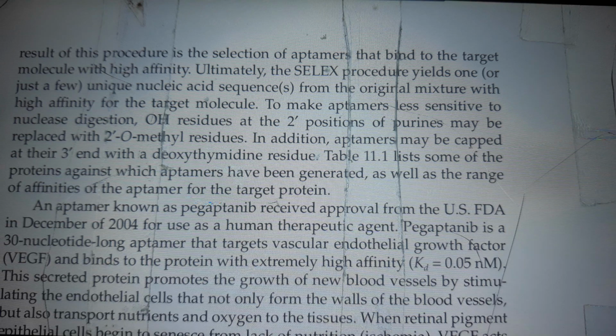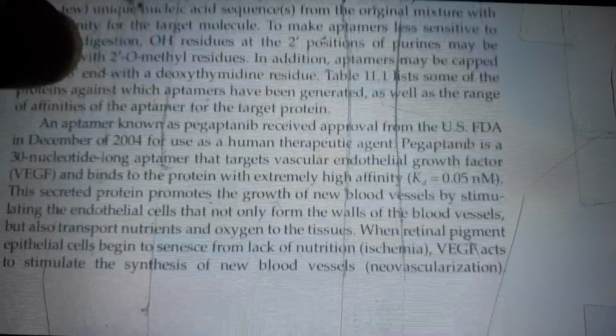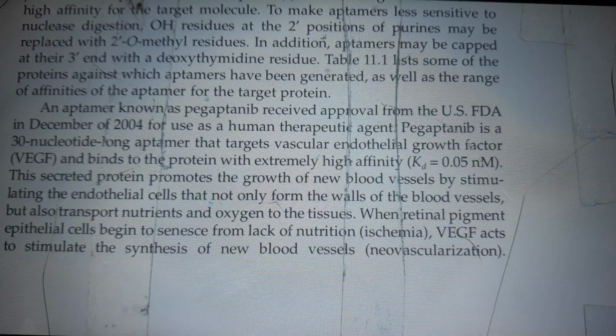To make aptamers less sensitive to nuclease digestion, OH residues at the 2' position of purines may be replaced with 2' O-methyl residues. In addition, aptamers may be capped at their 3' end with a deoxythymidine residue. Table 11.1 lists some of the proteins against which aptamers have been generated, as well as a range of affinities of the aptamer for the target protein.